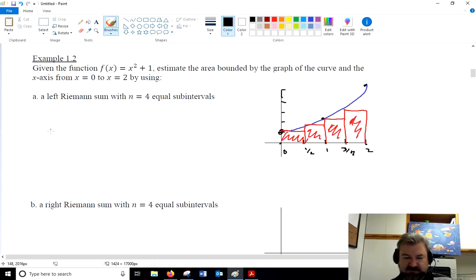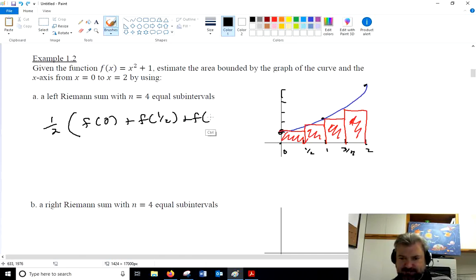So my first interval is a length of a half, and so is my second, and my third, and my fourth. So I'm actually going to factor that out and say it's going to be 1/2 times f of 0 plus f of 1/2 plus f of 3/2, excuse me. I forgot f of 1. There we go. And then f of 3/2. So those are 0, 1, 2, 3, 4 different subintervals.